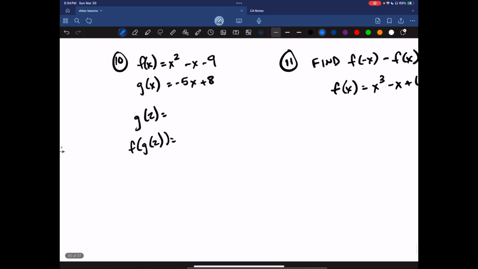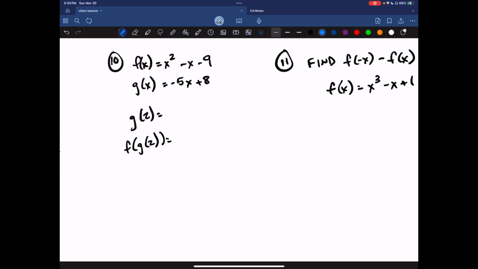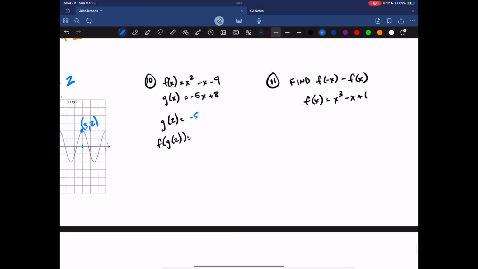Okay. Number 10, right? Pay attention to this one. So I'm going to take 2 and plug it into g. So I've got negative 5 times 2 plus 8. That's going to be negative 10 plus 8, negative 2.